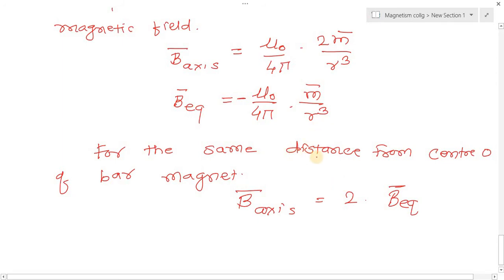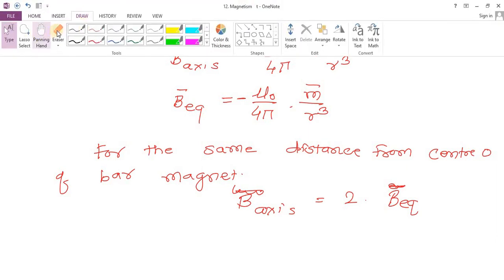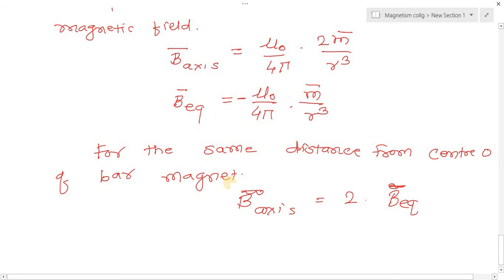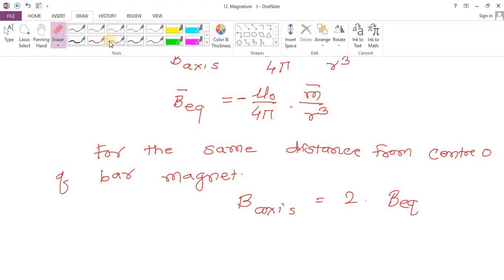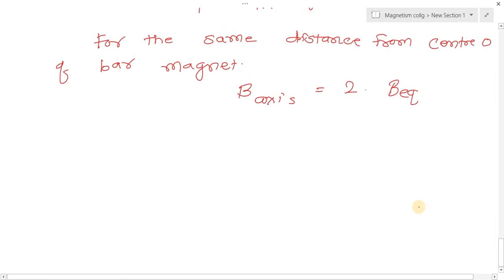So in magnitude, we write that ratio in magnitude. B axis is equal to 2 into B equator. So this is the relation between axial magnetic field and equatorial magnetic field. So in magnitude we can write B axis is equal to 2 into B equator. So this is the formula for axial magnetic field and equatorial magnetic field.